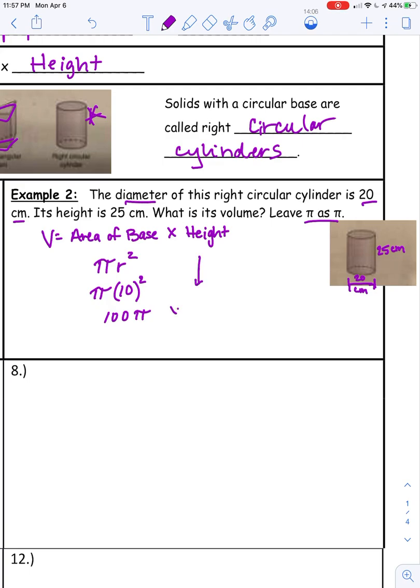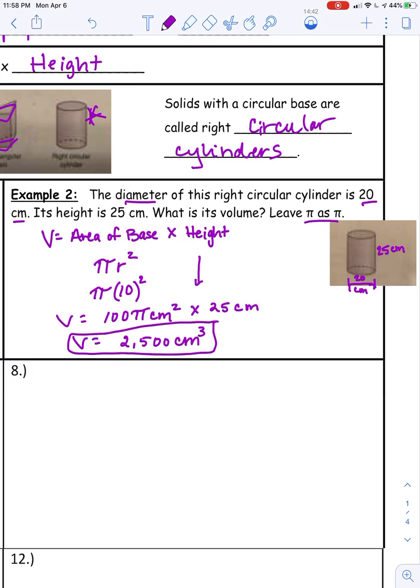And then we're going to multiply it times the height, which is 25 centimeters. Oops, I need to put centimeters squared over here. Let me just erase that so I don't have it squinched in there. Times 25 centimeters. And now I have that my volume is going to be equal to 2,500 pi centimeters cubed. And that's the answer for the volume of our right circular cylinder.